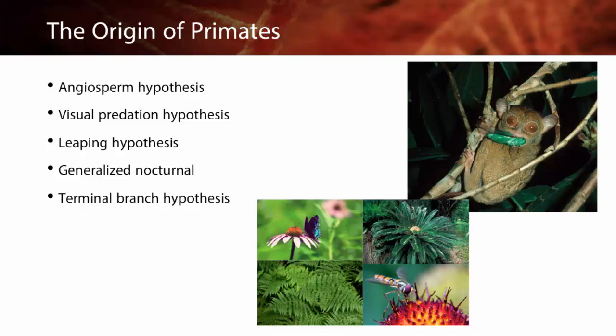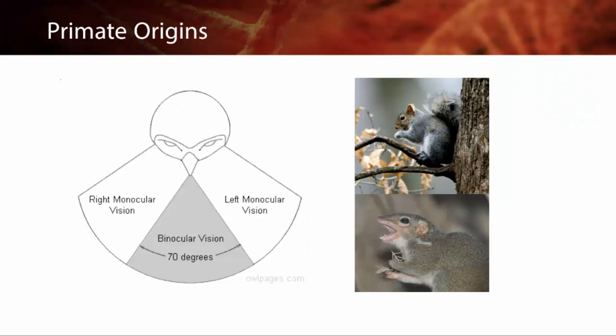The Eocene coincides with the spread of angiosperms, the flowering plants. Such plants attract insect pollinators, which would have been natural prey for early primates. It's noteworthy that primates have forward-facing eyes, much like visual predators.